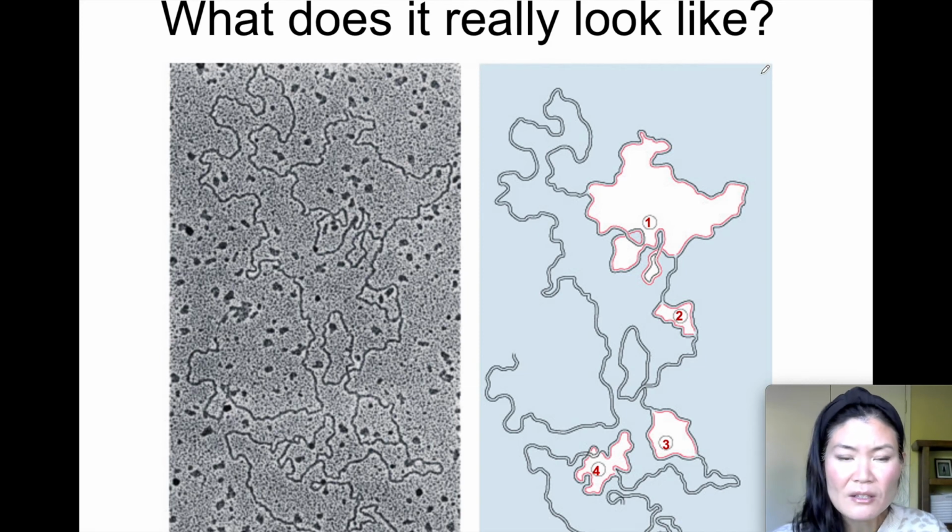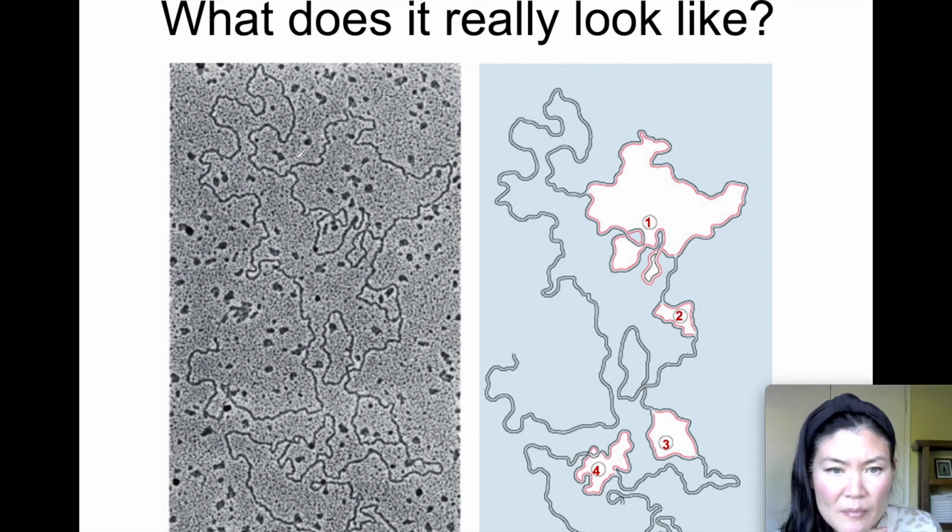So what does DNA replication look like? This is a microscopic photo of DNA. Here's a replication fork there. And so here's one strand, a daughter strand, there's another daughter strand, there's another replication fork.